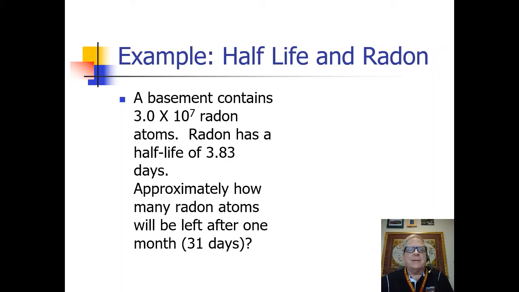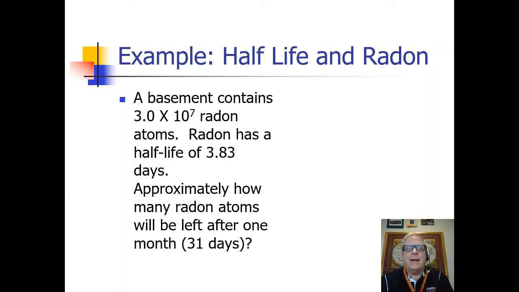For example, let's consider this. Let's say we have a basement that contains 3 times 10 to the 7th radon atoms. Now, radon is a radioactive substance that is given off by the cement that basements are made out of. Often we don't have a lot of basements down here in Texas, but up north this is a problem, and sometimes you have to put a system in your basements to get rid of this radon gas, because as I said, it is radioactive.